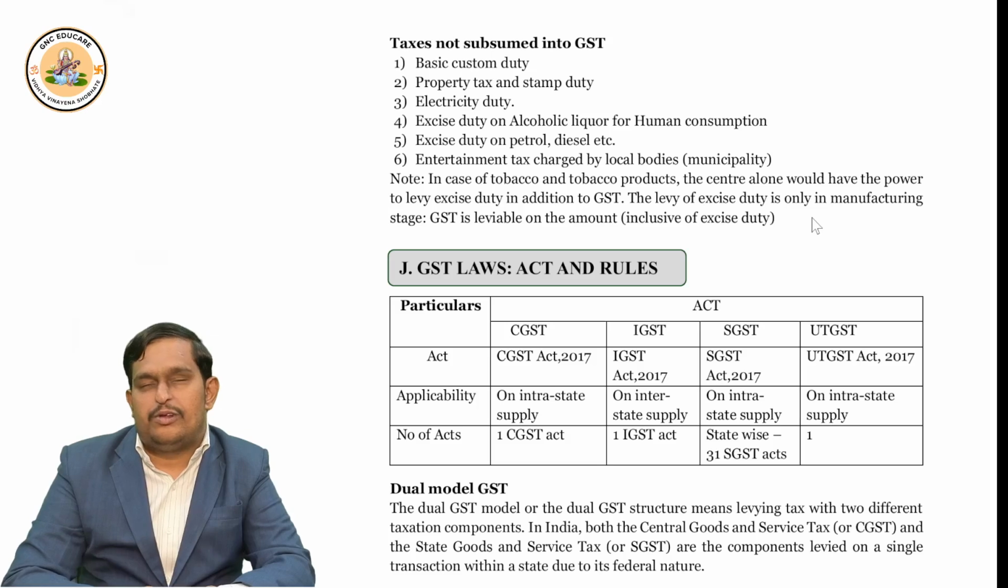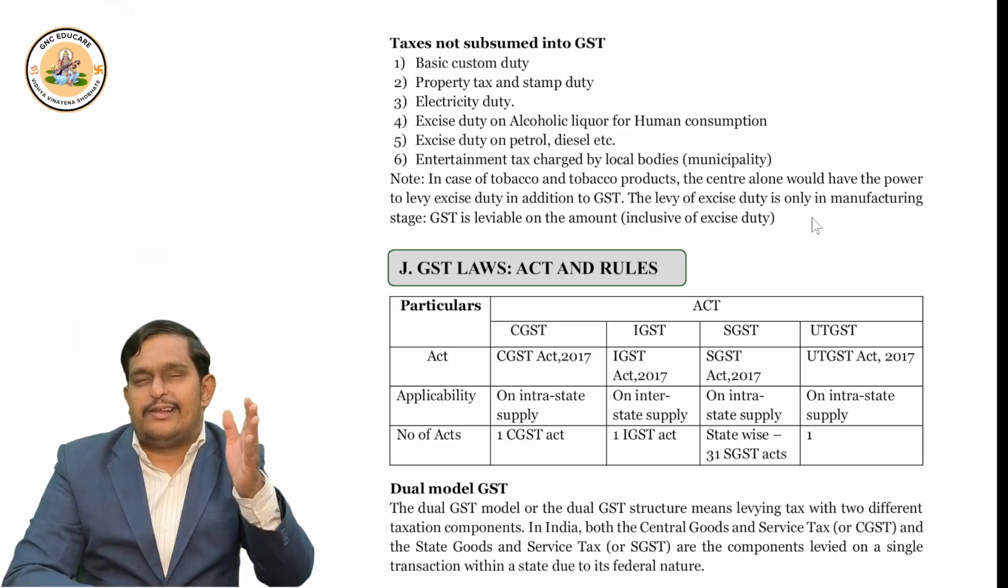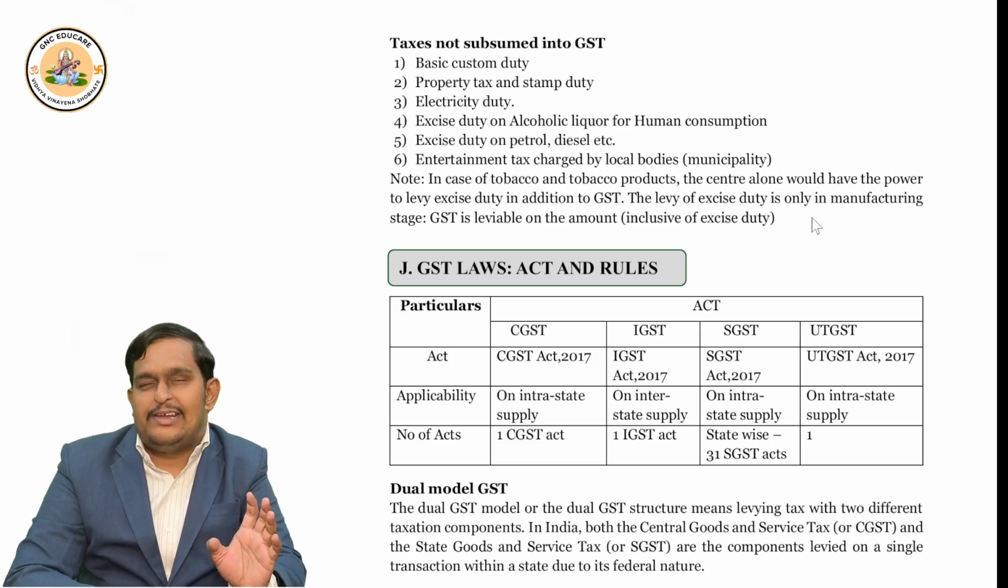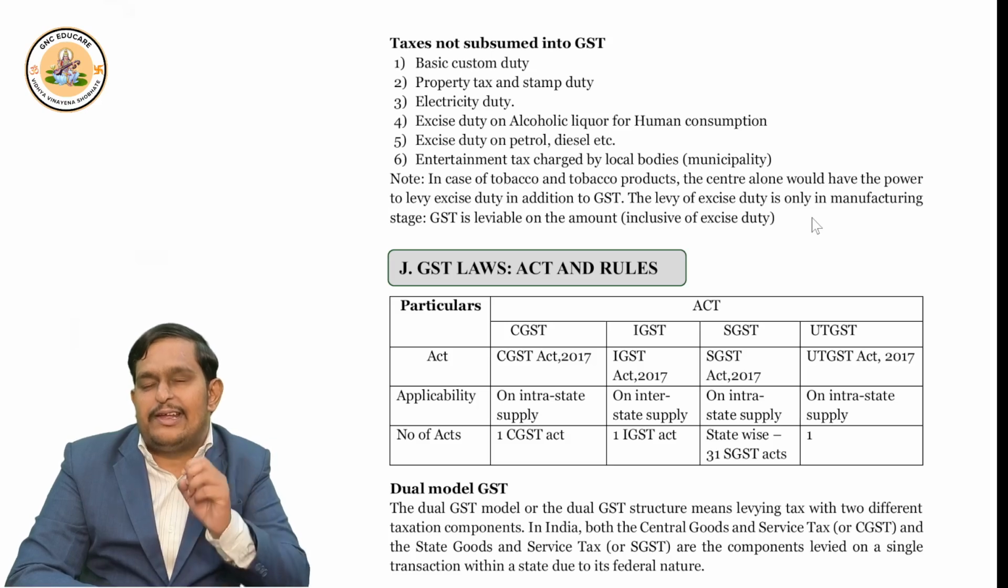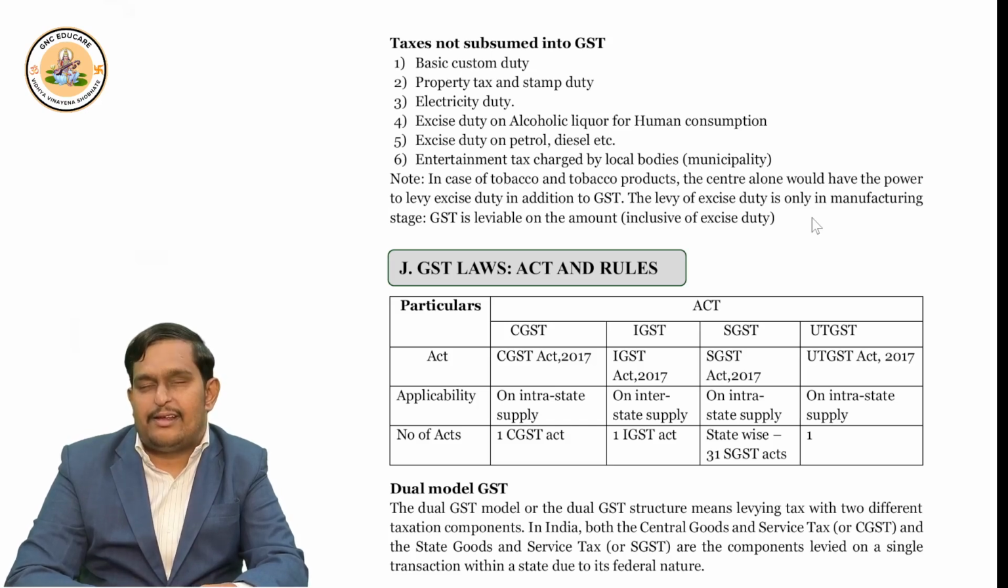Okay. Now, we understood different types of taxes. What is CGST, what is SGST and UTGST. If it is a supply within one state, then CGST, SGST. If it is within one union territory, CGST and UTGST. If it is from one state to another, then only one, that is IGST. Right? So now let's go to the laws.